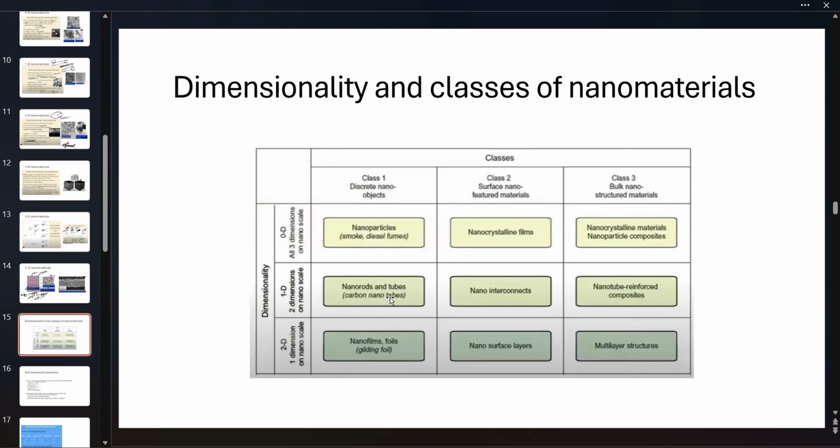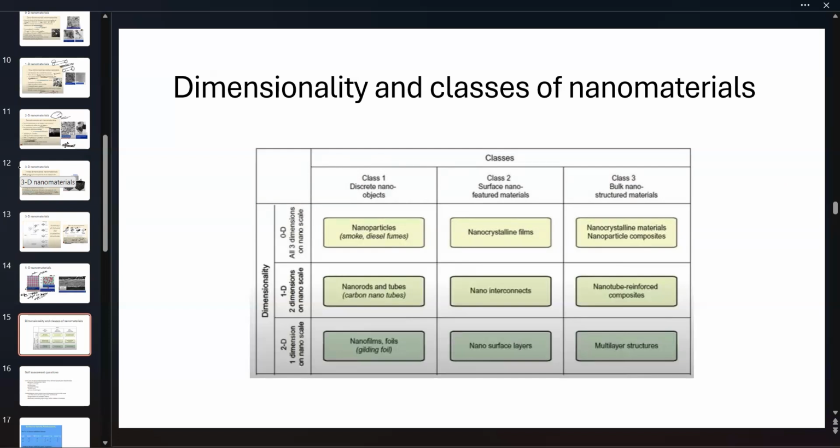Dimensionality and class of nanomaterials. The first class is your discrete nano objects. In discrete nano objects, you have different dimensionality.